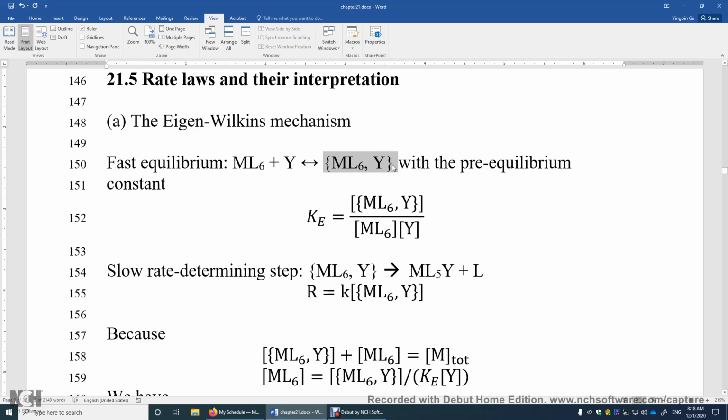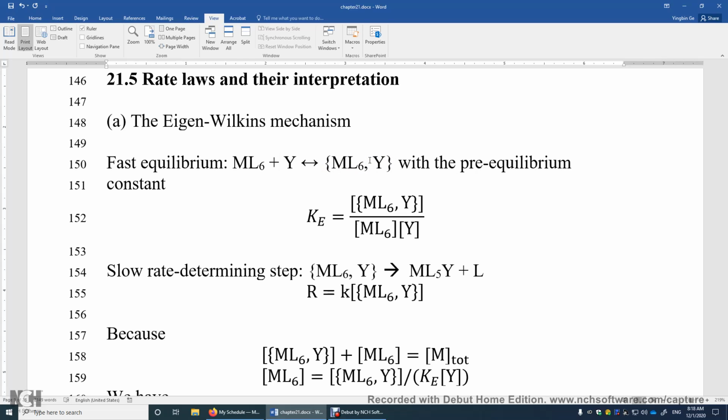How close? It could be only 2 angstroms, 3 angstroms. And this curly bracket means, again, these two are really close to each other to form one additional bond between Y and M, although it's a partial bond. In this Eigen-Wilkins mechanism, they assume this reaction can reach fast equilibrium. That means the forward and reverse reaction rate constants are both really large, and that means the reactants and the intermediate structure are always at equilibrium.